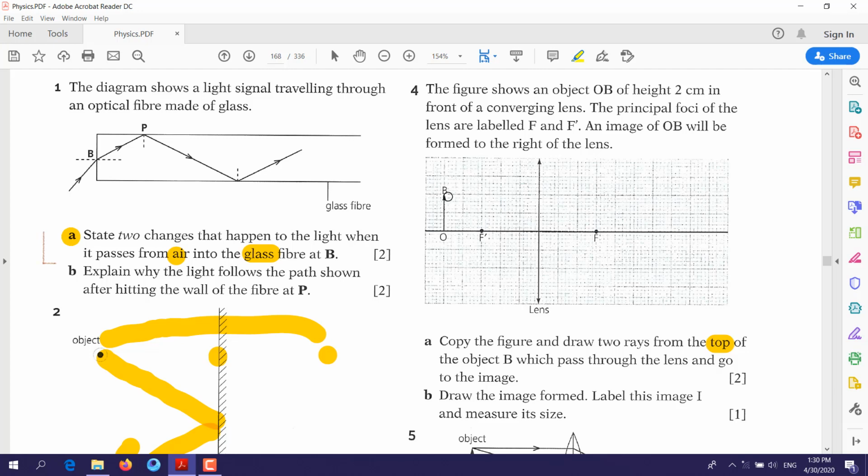Another one, we will draw from B, from the top of it. It passes straight through the center of the lens, and we will see the two rays. The two rays will meet at a specific point. This specific point represents what? It represents the image, the position of the image.